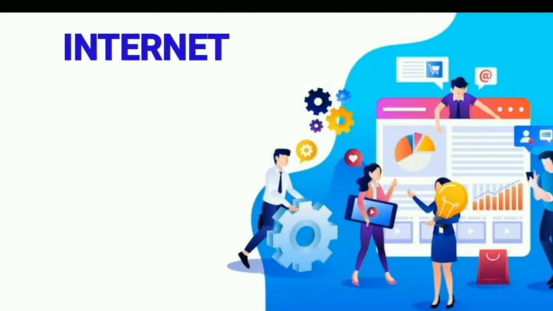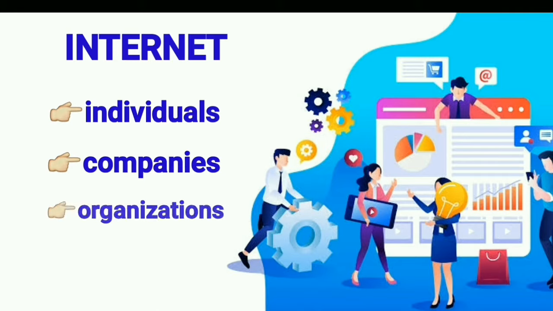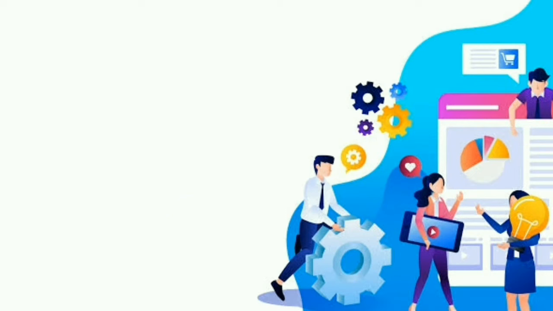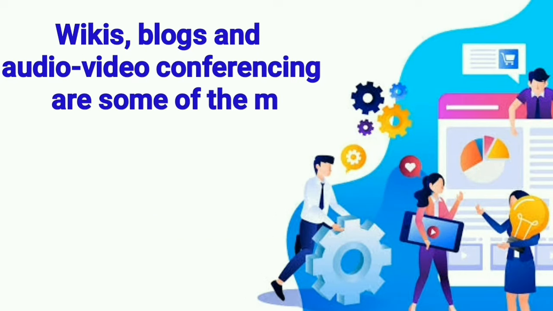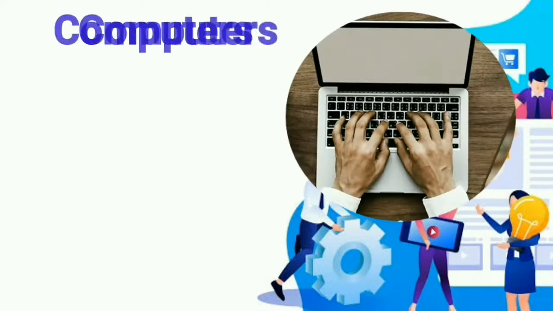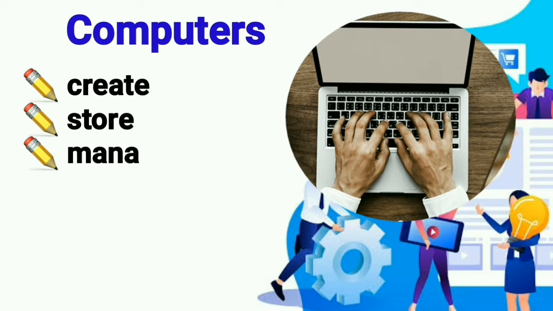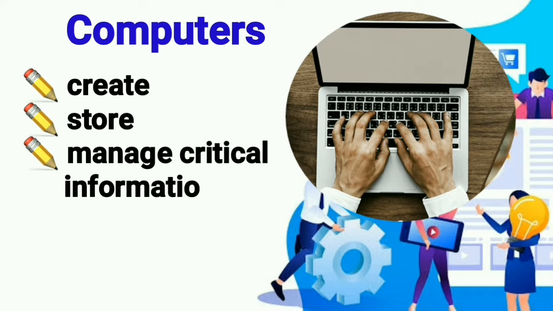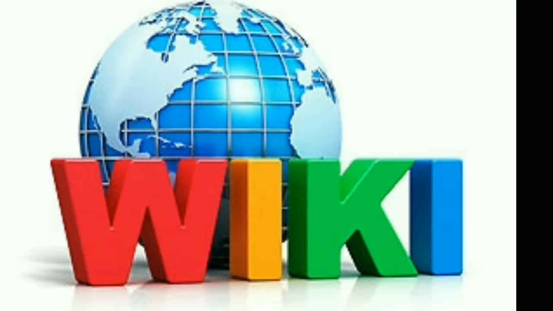Today, internet access is always available to individuals, companies, and organizations for gathering and sharing information. Wikis, blogs, and audio-video conferencing are some of the most common applications available via internet, while computers are used to create, store, and manage critical information. Now let's discuss about wikis.